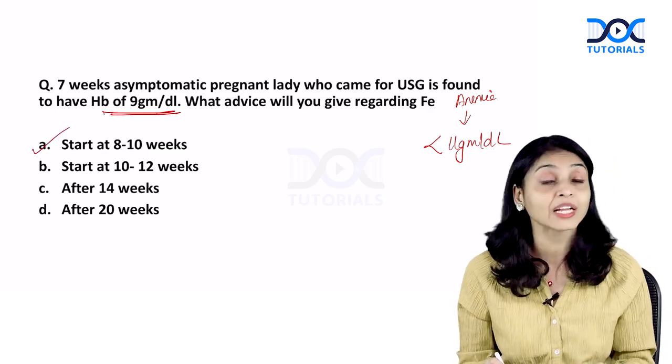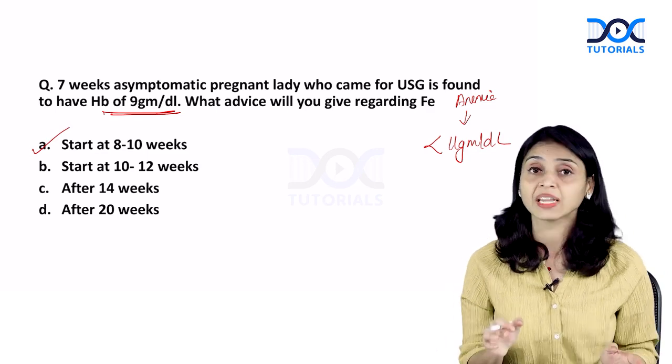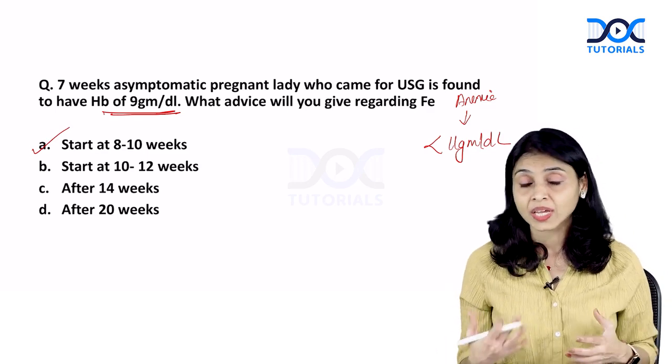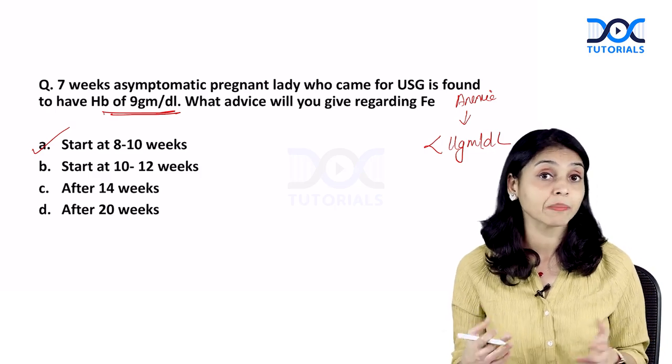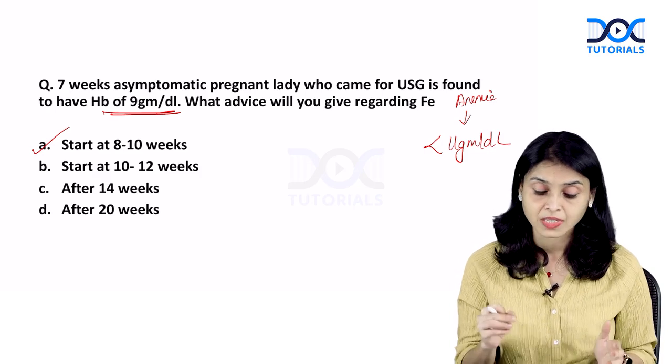That means start at 8 to 10 weeks. Hope I am clear. You don't have to wait because she's already anemic and the child is growing inside. So there are high chances that child may go for some complications. So you give iron at the earliest. It is 8 to 10.